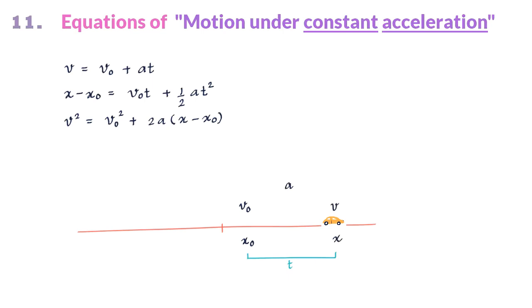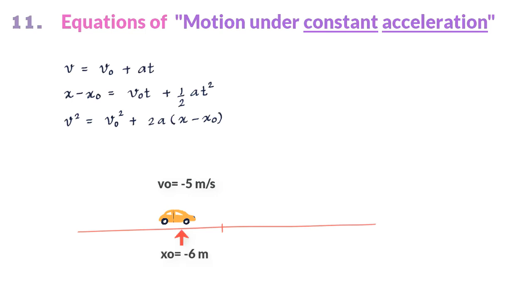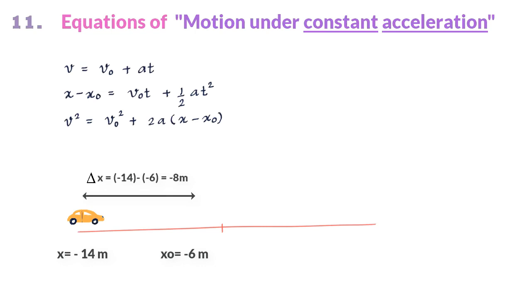When using these equations, remember to use the correct sign. So if at time t equal to 0, the particle is moving at a velocity of 5 meters per second in this direction, you will say v naught is equal to minus 5 meters per second. And if the initial position x naught of the particle at time t equal to 0 is this, then you'd say it is minus 6 meters. And if the final position x of the particle is this, you would say it is minus 14 meters. Then displacement of the particle is delta x is equal to x minus x naught, which is equal to minus 14 minus (minus 6), which is equal to minus 8 meters.